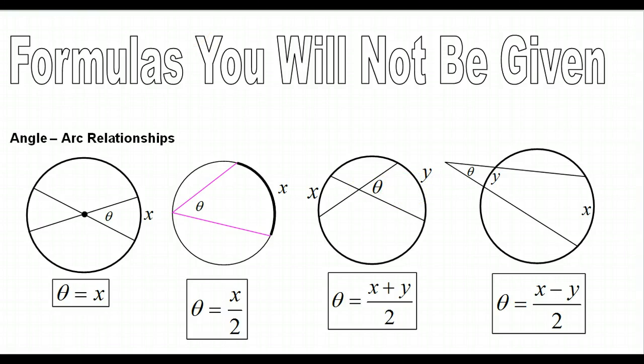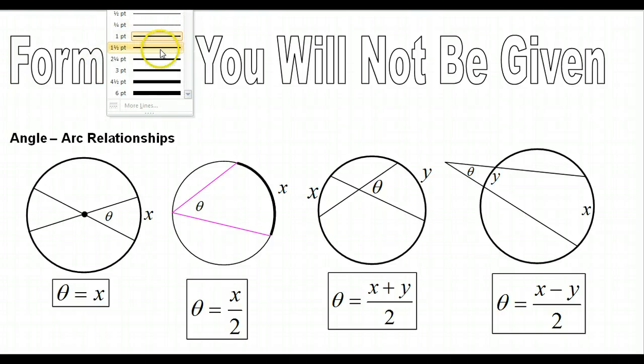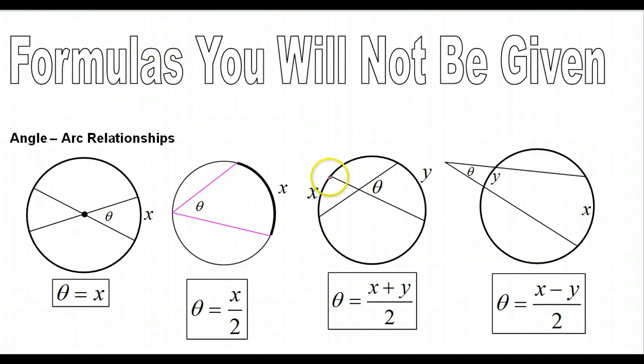I'm talking about the 2 arcs that go like this. That is x in this situation, and this is y. I messed it up a little bit, but you get the idea. So angle equals arc plus arc divided by 2. It's the mean of the arcs.